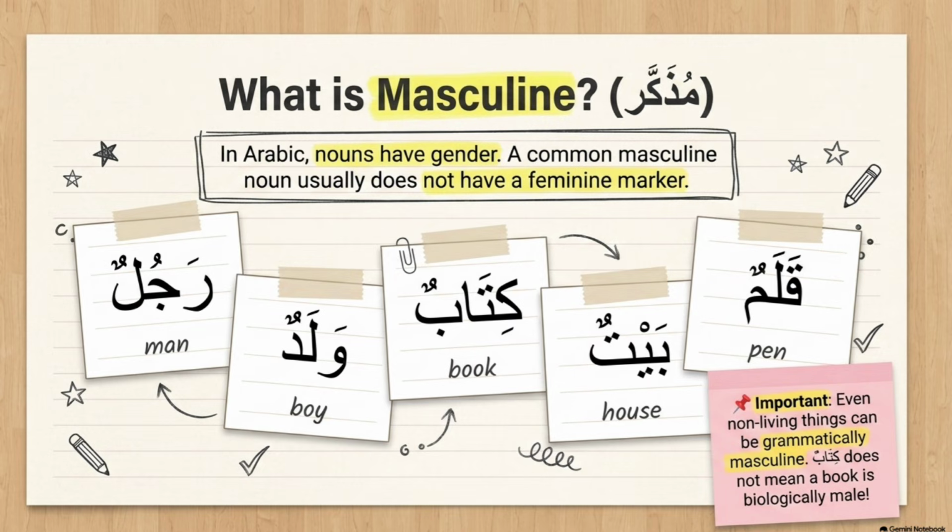So we have rajul, meaning man, and walad, meaning boy. Those are biologically male, which makes sense. But we also have kitab for book, bait for house, and qalam for pen. Obviously, a book isn't biologically male, but grammatically, kitab is a masculine noun, and as a general rule, a common masculine noun doesn't have any special marker at the end of it. It's really just the standard form of the word.